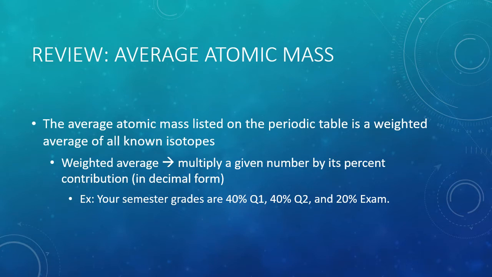For example, consider your semester grades are a weighted average. They are an average of your 2 quarter grades and the final exam grade for that semester. Specifically, the weights for each are 40% quarter 1, 40% quarter 2, and 20% the exam grade. This means that quarter 1 and quarter 2 contribute more to your grade because they have higher weights.